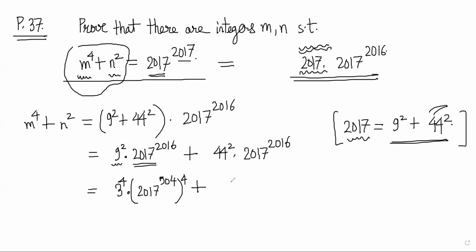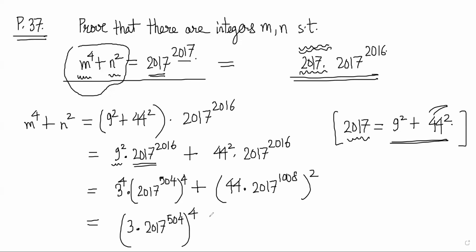Plus on this side, we can just say 44 into 2017 to the power 1008 whole square, right? Basically, you are easily getting 3 times 2017 to the power 504 whole to the power 4 plus 44 times 2017 to the power 1008 whole square, right?